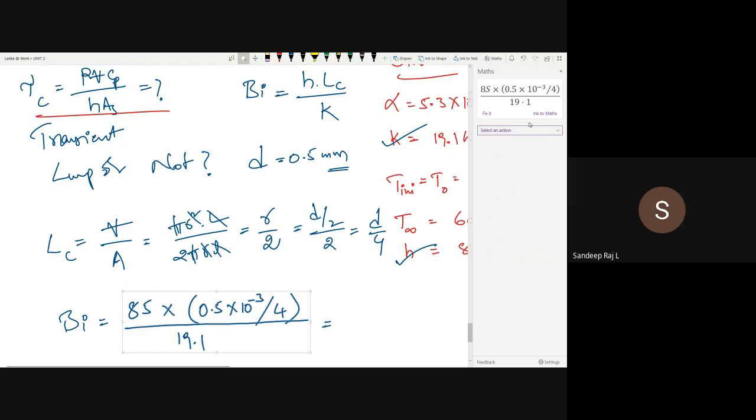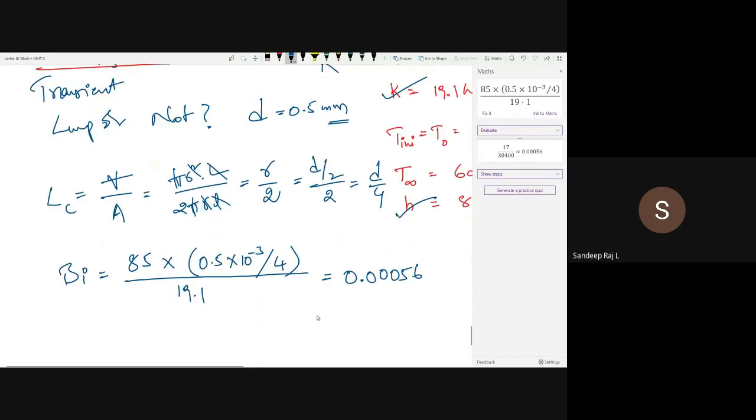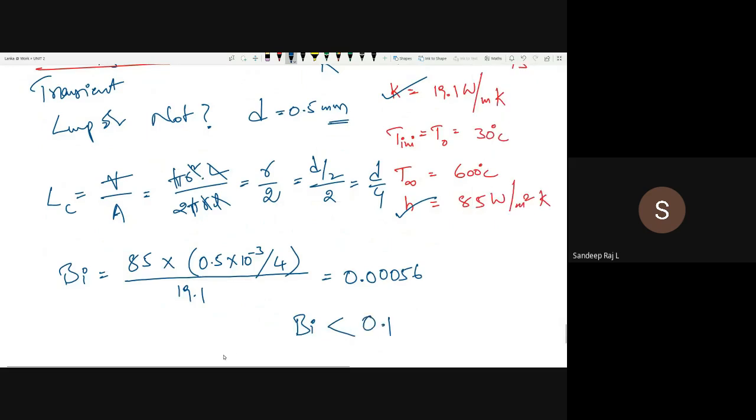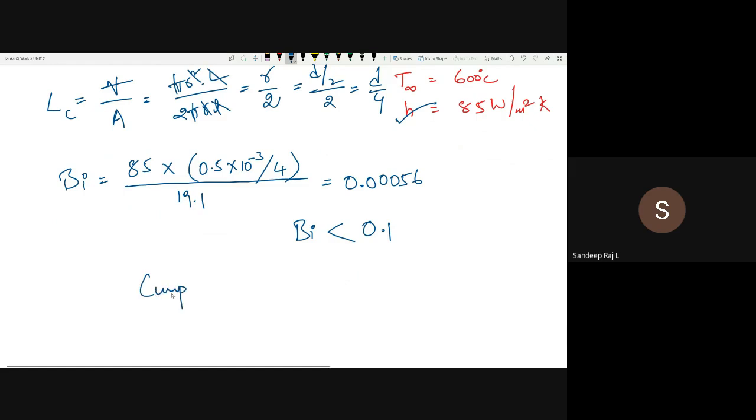So the value we got here is 0.00056. Okay. So from this you can understand that the Biot number value is well below 0.1. Okay. So your lumped assumption is valid here. Lumped parameter analysis is correct here. Okay. You can definitely follow it.